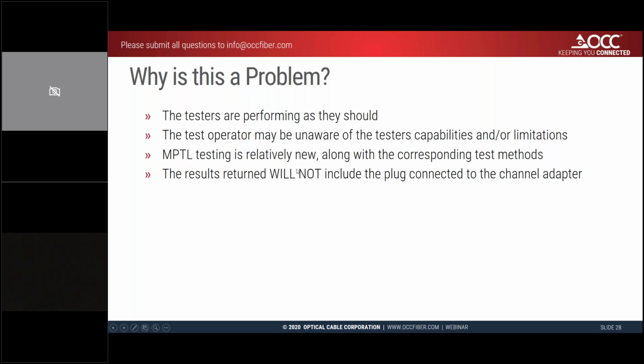So first thing I want to say is the testers are performing as they should. The TIA defined a channel as I have shown you, and so the testers are rightly excluding that mated connection because it's not part of a channel. And the test operator really might not be aware that that happens, and really might not know what the tester's capabilities and/or limitations may be.